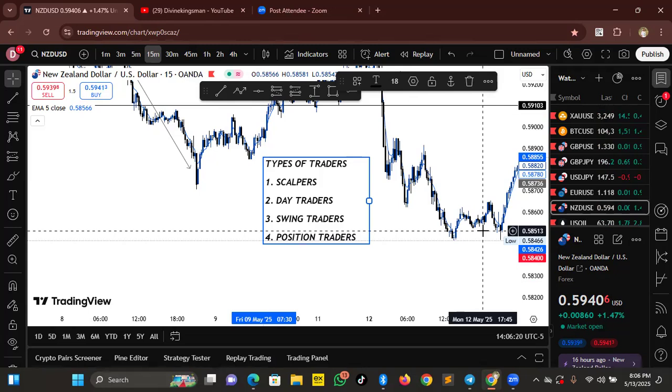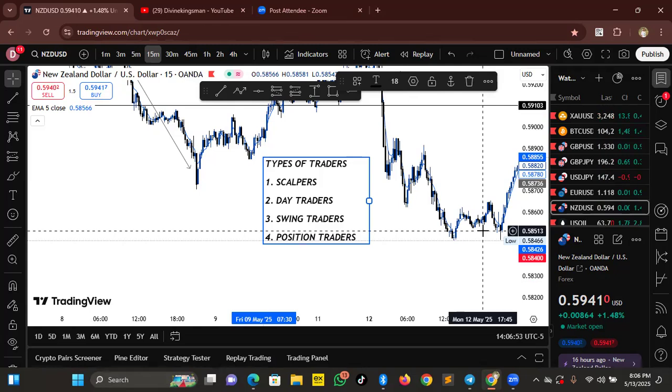Now the second ones are called day traders. Day traders are people who hold their trades within one day, within 24 hours, and they can extend to 2 days, 3 or 4 days as well. So day traders are traders who hold their trade longer than an hour, at least a day, 24 hours. They can also hold for 2 days, 3 days, 4 days, 5 days. So these are day traders.